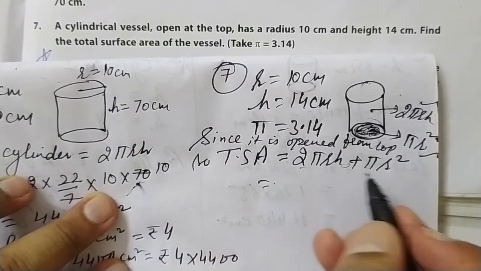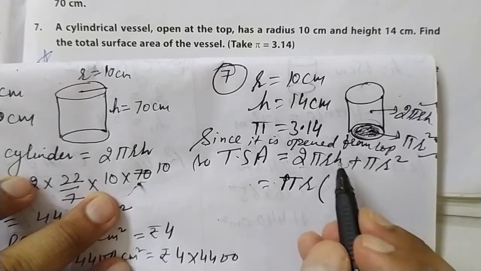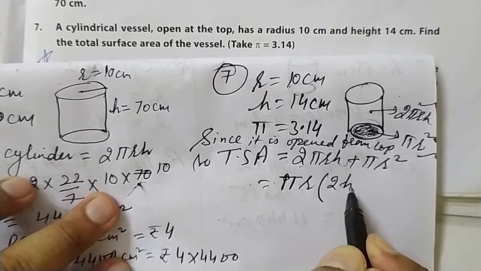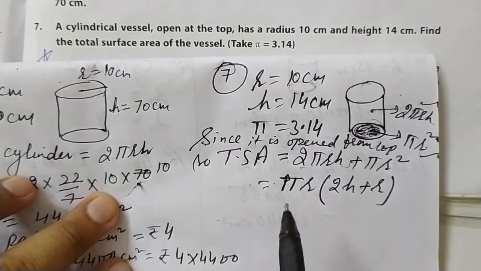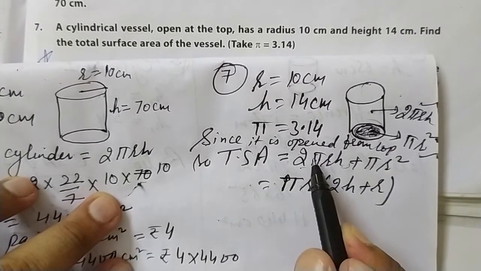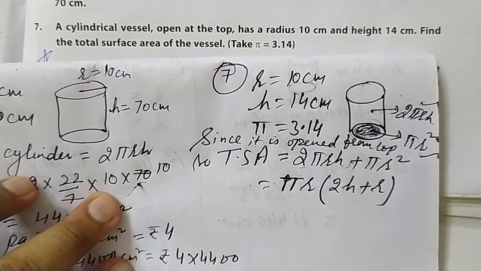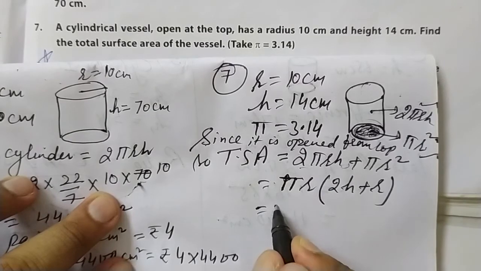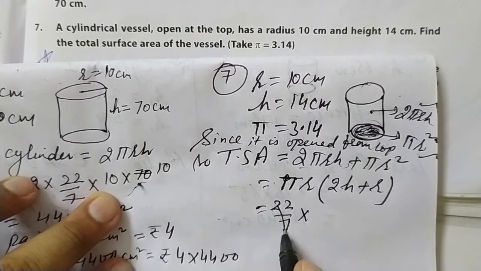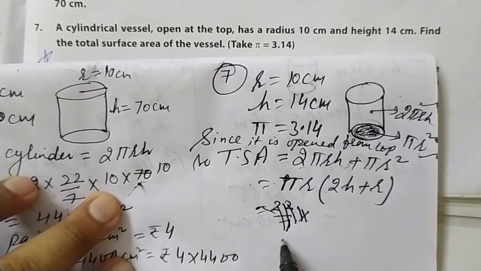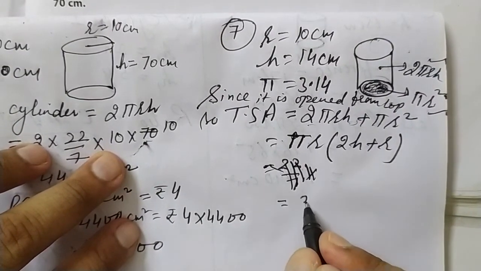So here you can take common. Pi r is common. So what is left here? 2h plus r. You can solve it without taking pi r common also, or you can fill in the values directly, but by taking this common, our calculation is reduced. So I am taking it common. Pi is 22 over 7, and r is, sorry, we have to take pi as 3.14. We cannot take the value 22 over 7. It is given that we have to take 3.14.